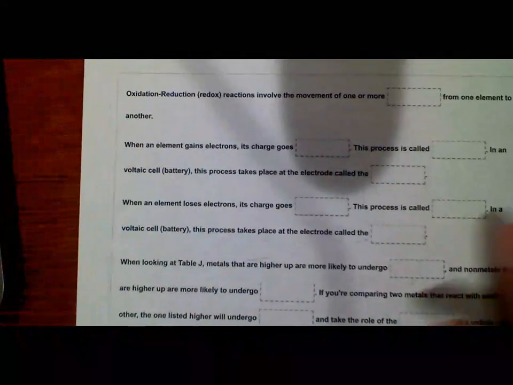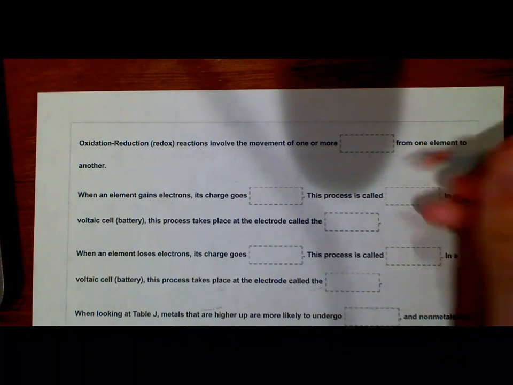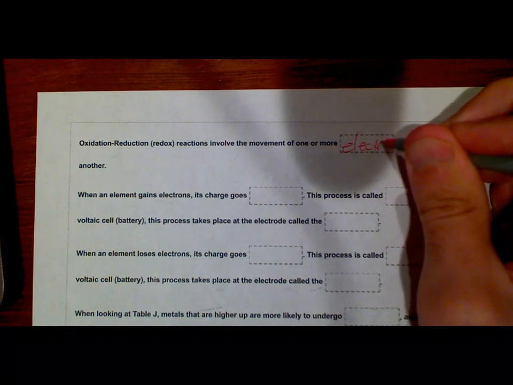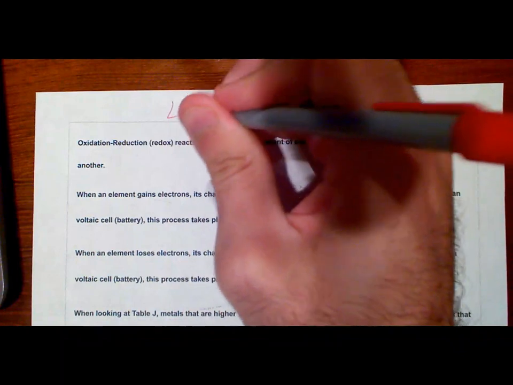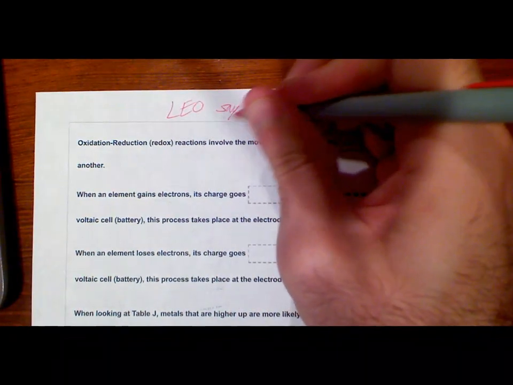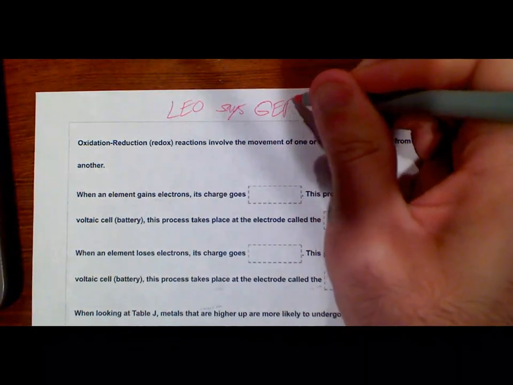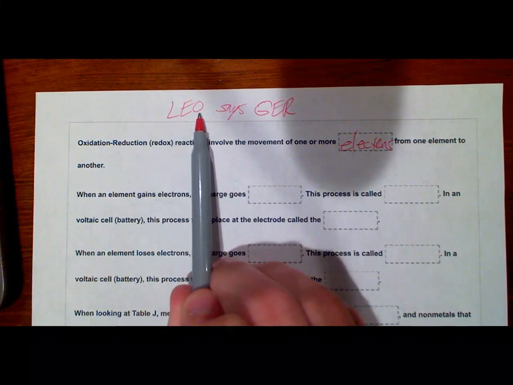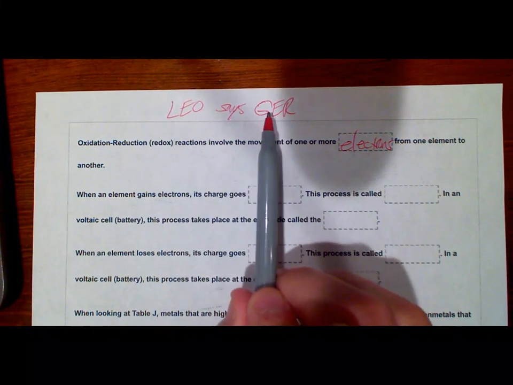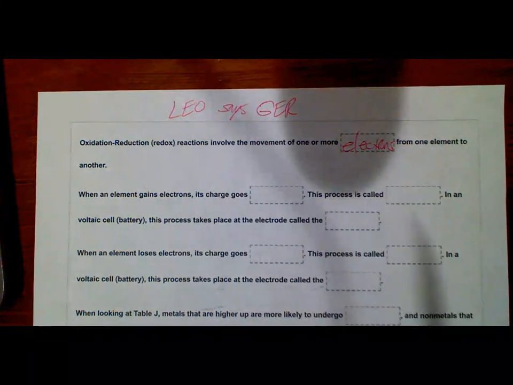All right, last little bit here. Redox reactions. Redox reactions involve the movement of one or more electrons from one element to another. We have those couple of things to remember. LEO says GER. We know that the loss of electrons is oxidation. The gain of electrons is reduction, but it involves the movement of electrons.